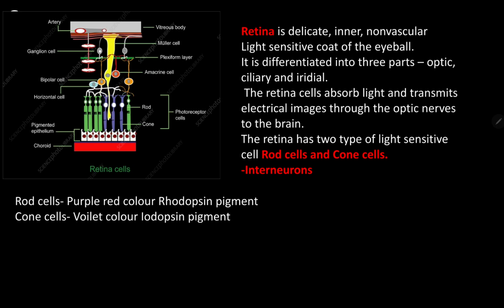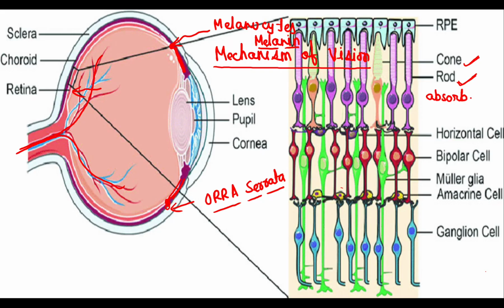Now we will see the different types of cells present in the retina of the eye. One point I forgot: in the blind spot region, our optic nerve, the second cranial nerve, is coming out from the eye. It takes all kinds of sensory stimulus from the eye and carries it to the visual cortex of the brain.